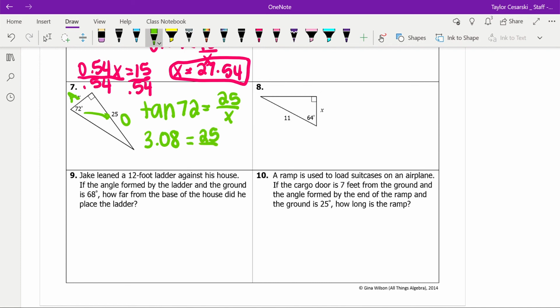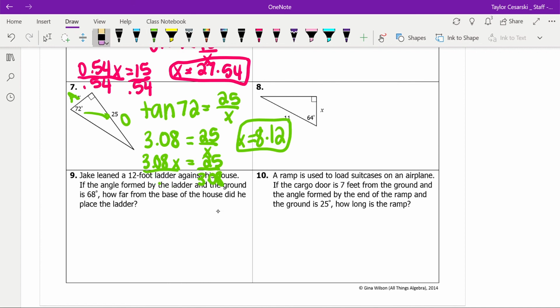equals 25 over x. Now, since I'm dividing by x, I'm going to multiply by x. So then my last step is I have to divide both sides by 3.08. And again, I don't want to retype that 3.08. I just want to use whatever that tangent of 72 was on my calculator. So that really is 3.077 and so on. And I'm going to get x equals 8.12. Okay. All right, last one.